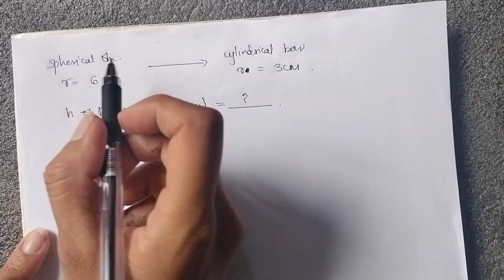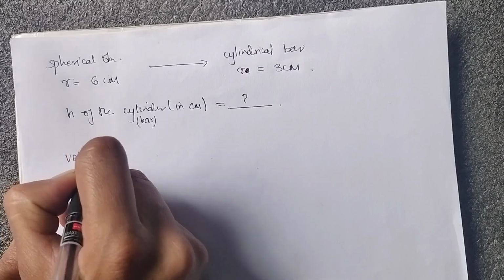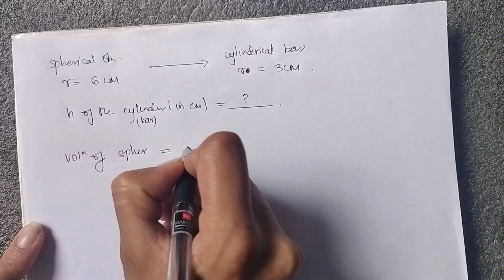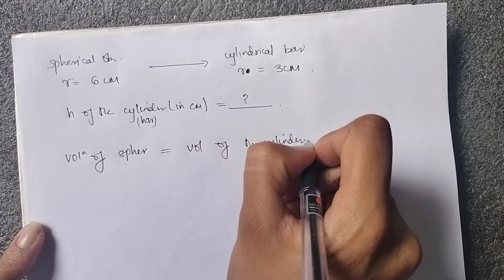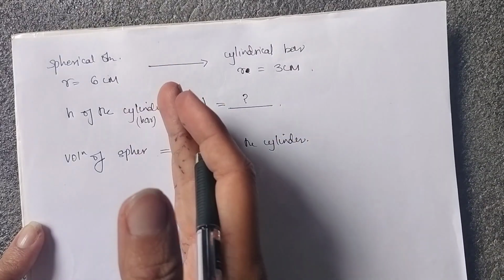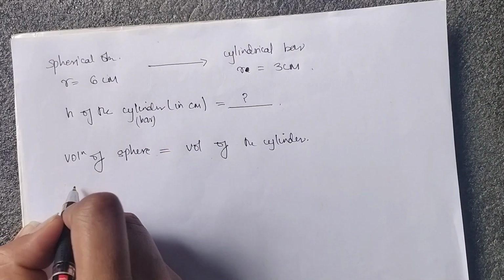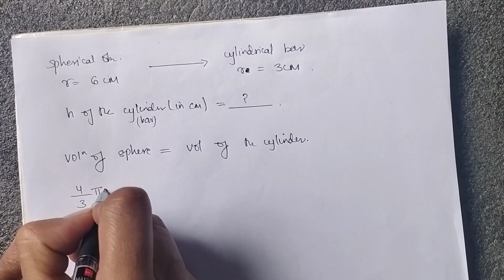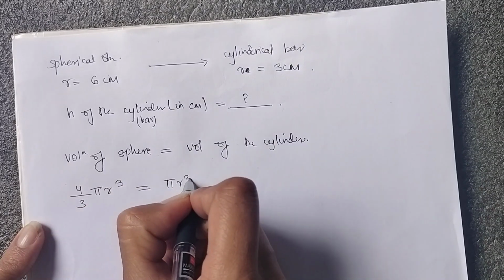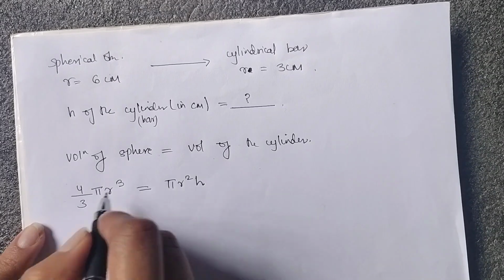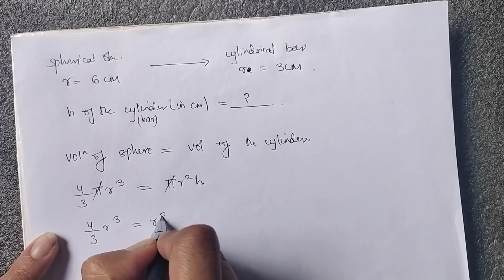So here basically the volume of sphere will be volume of the cylinder, as no portions have been lost when the spherical object was melted. So volume of the sphere is 4 by 3 pi r cube, and it will be equal to volume of the cylinder, that is pi r square h. So when we rearrange this formula, pi can be cancelled. So 4 by 3 r cube will be equal to r square h.